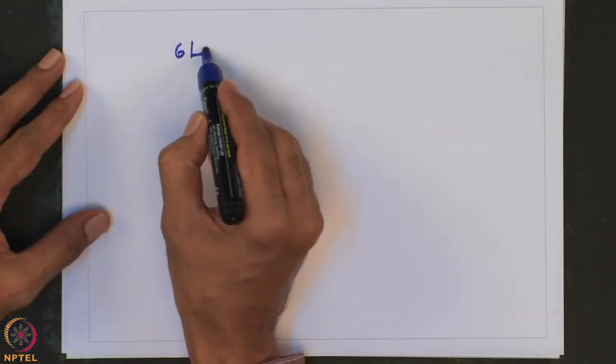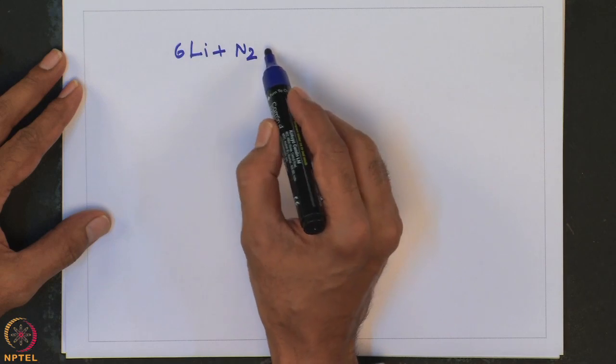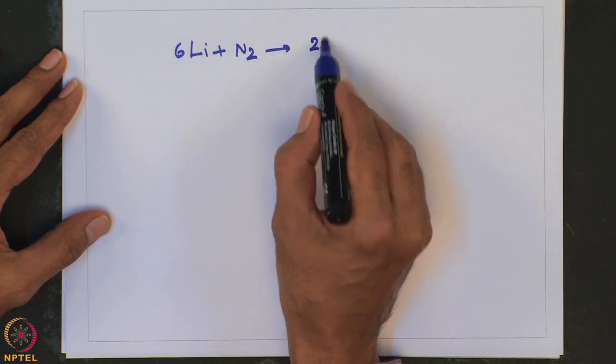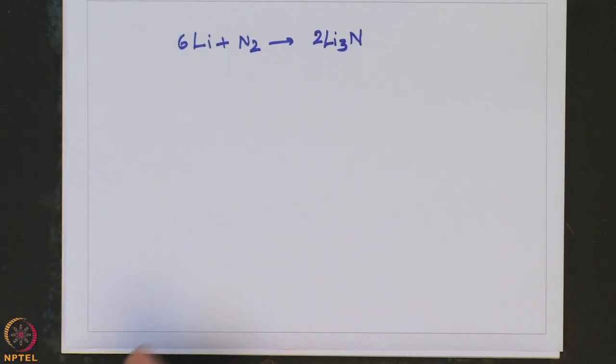Lithium directly reacts with nitrogen to form lithium nitride. For example, treat 6 equivalents of lithium with nitrogen. It gives 2Li3N. You may be surprised to see this reaction happening. In fact, lithium nitride is very stable because of the very high lattice energy associated with it, due to the smaller lithium plus ion and the small, highly charged nitride ion, that is N3 minus, despite having to break the strong NN bond that exists between two nitrogen atoms.